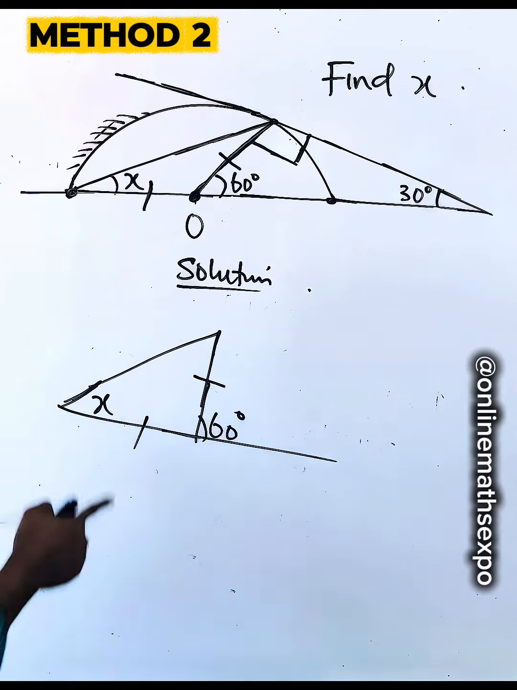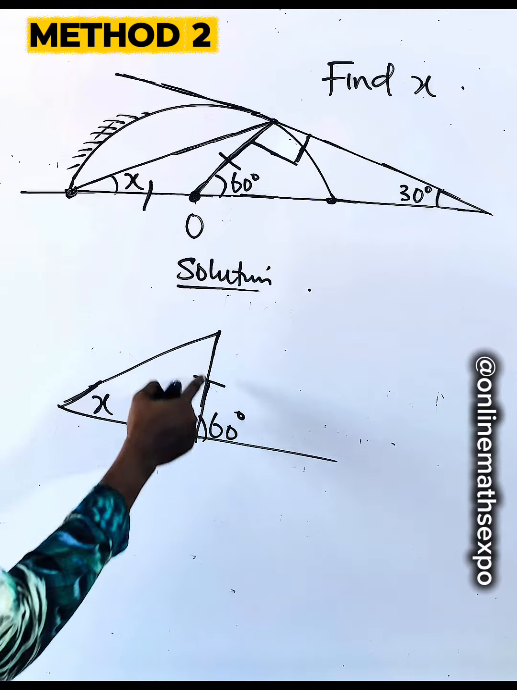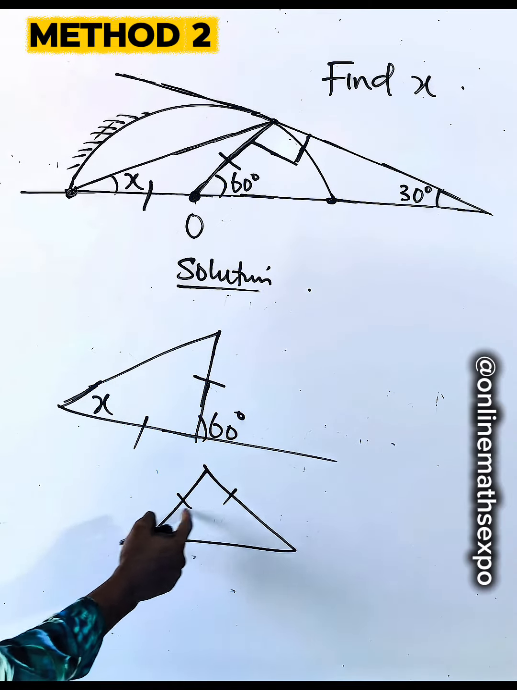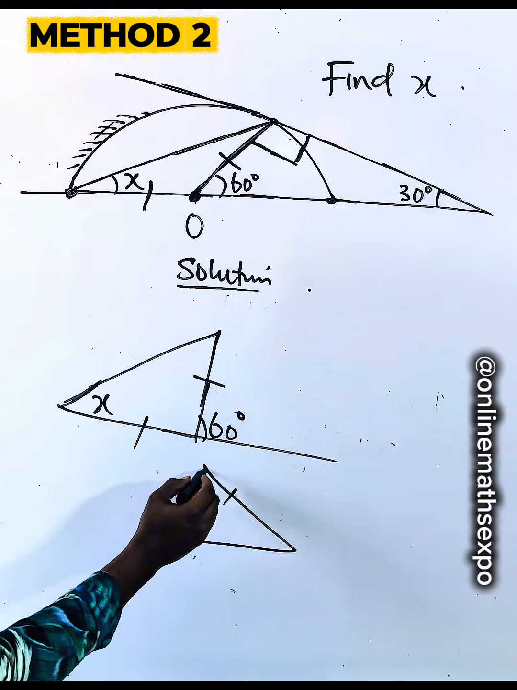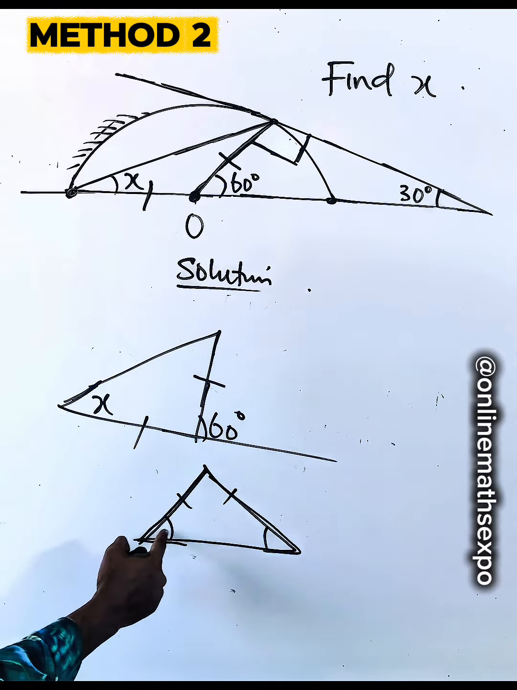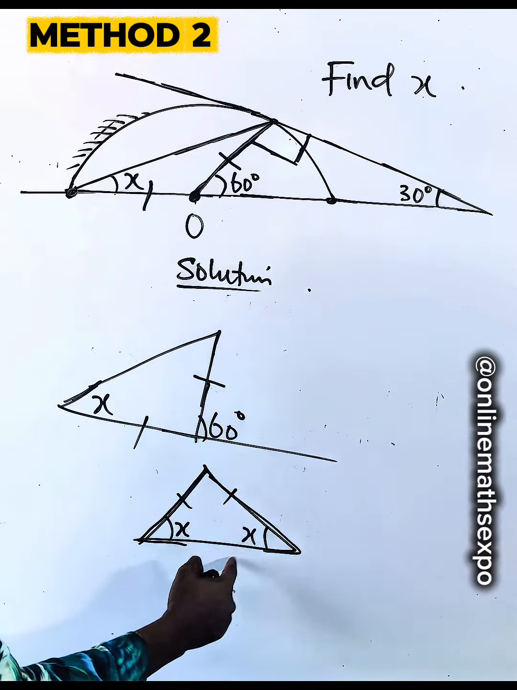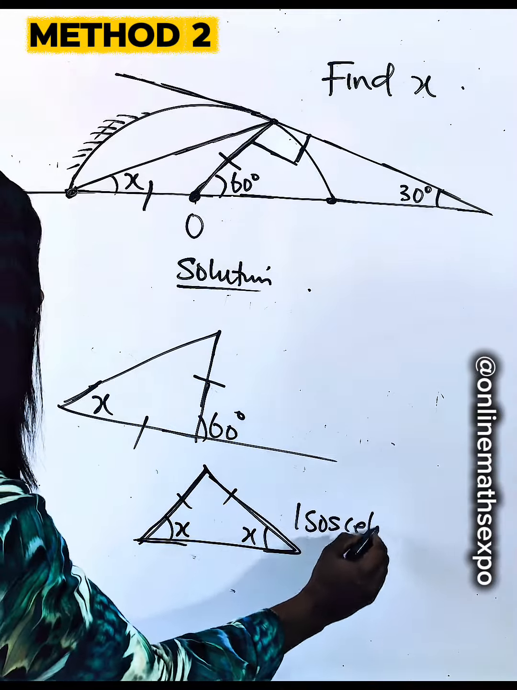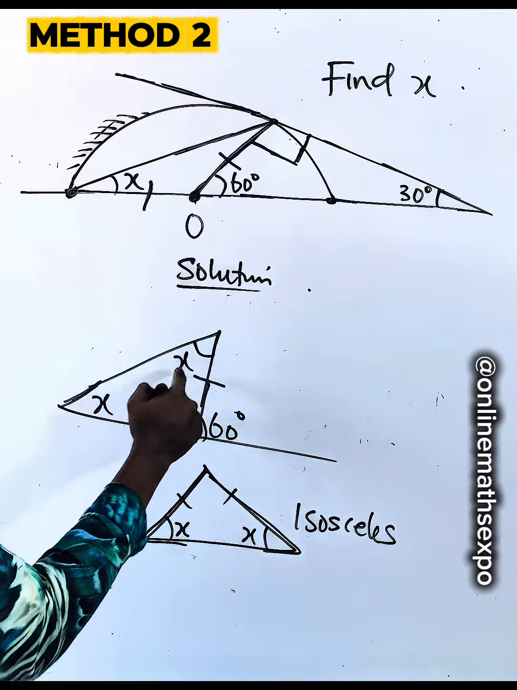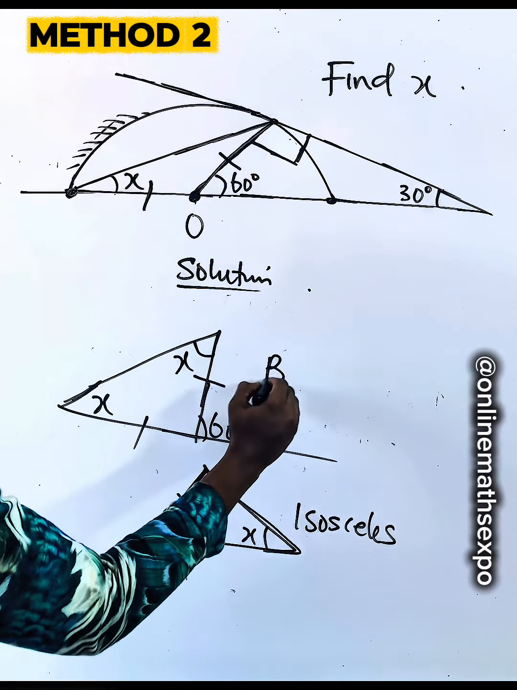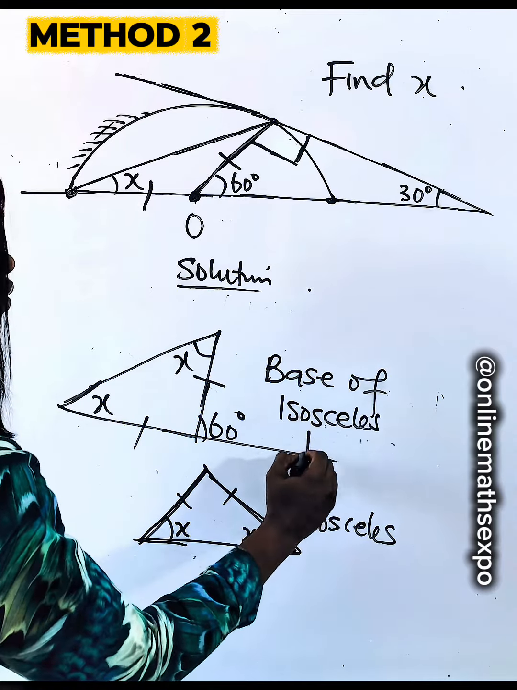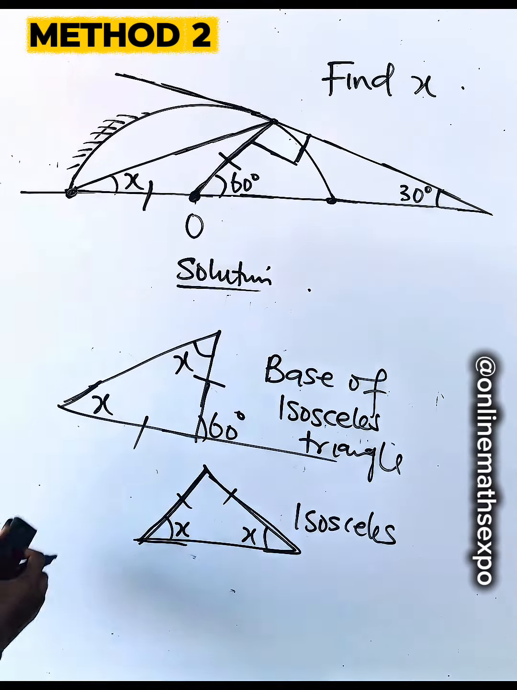So these base angles should be equal, because an isosceles triangle is a type of triangle that has two equal sides, and the angles the two lines form at the base are also equal. So if the angle here is x, this one will also be x. We call this kind of triangle an isosceles triangle. And we say that the base angles of an isosceles triangle are equal. So that's the reason.